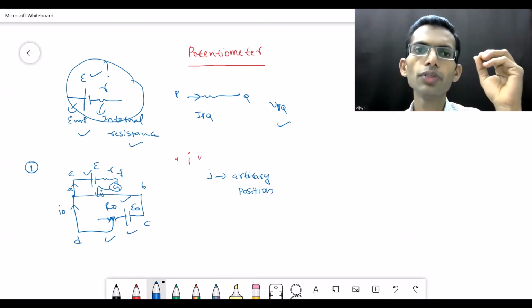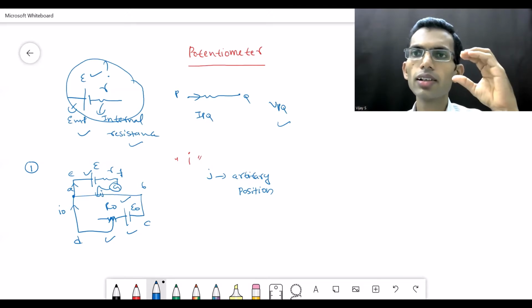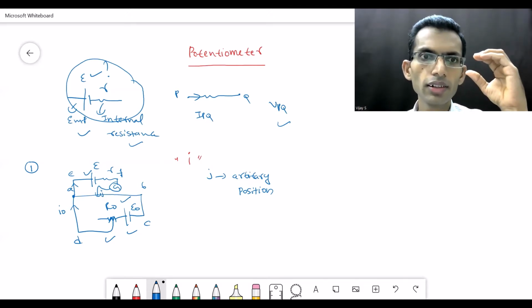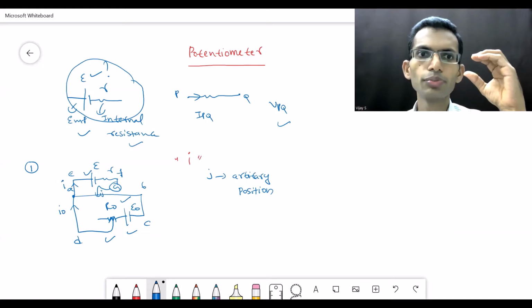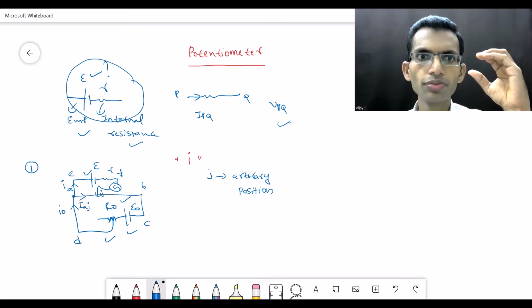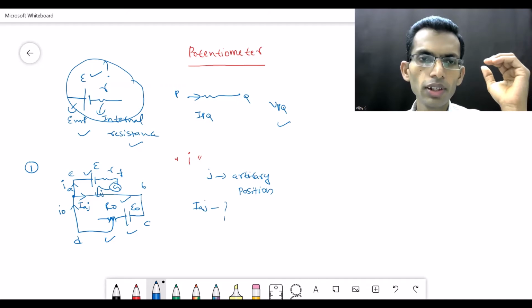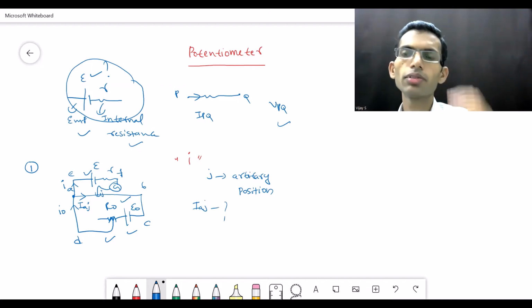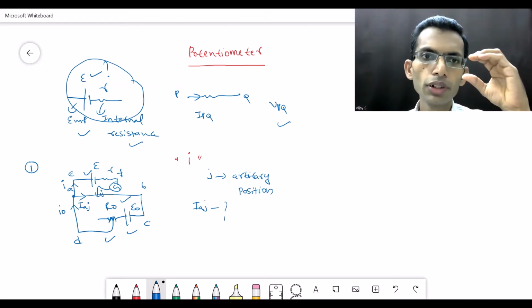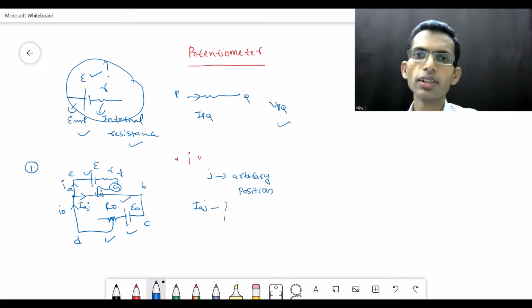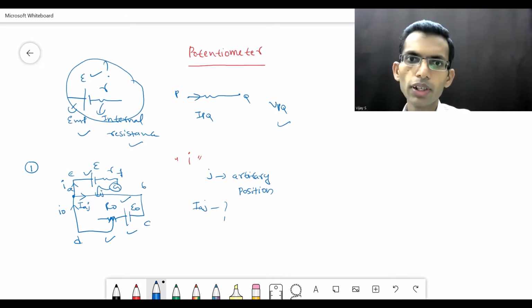At the junction A, we can see I0 is the current entering, I is the current leaving. What is the current that is flowing from A to J? Let us say that is IAJ. So let us obtain IAJ in terms of I0 and I. For that, what we need to do? So we need to apply KCL at junction A.